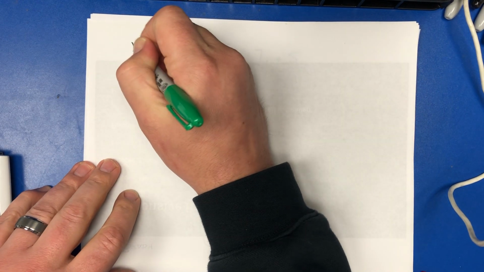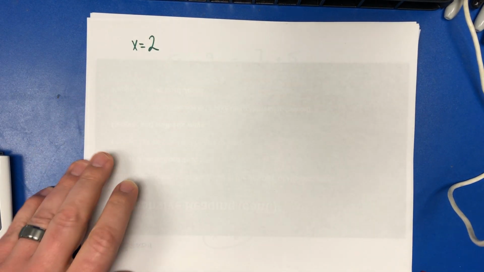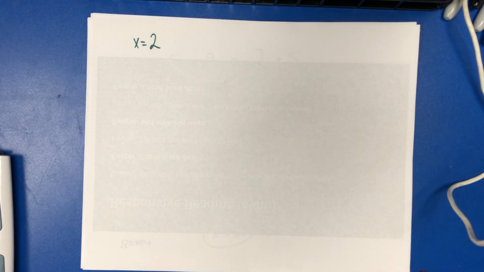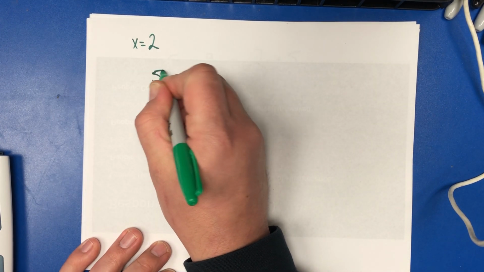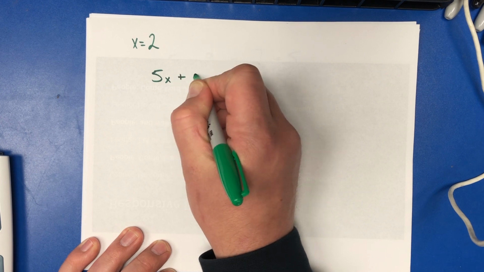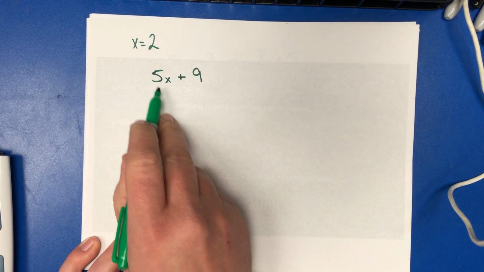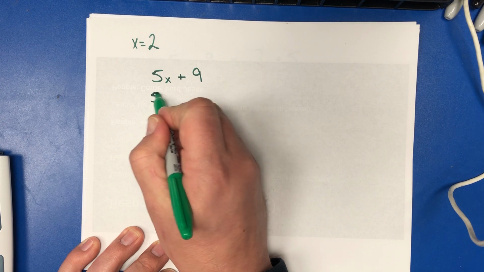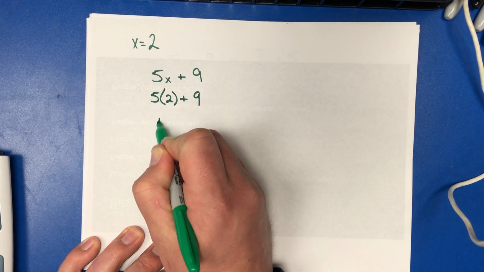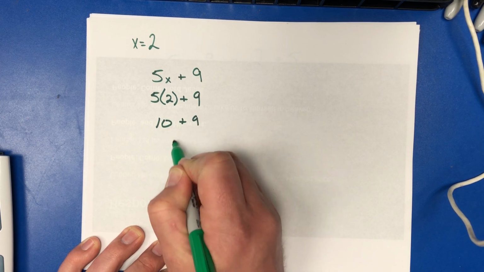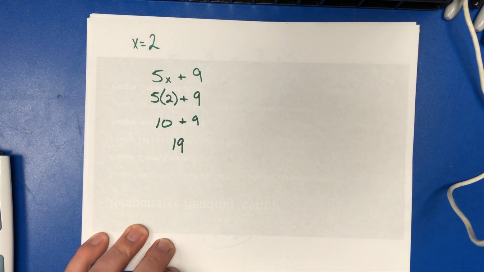So now what I'm going to do, I know that my x is equal to 2. I am going to pick one of these two side lengths. It doesn't matter which one because they are both the same. I think just for my sake, I'm going to pick the first one that we had, 5x plus 9. And I'm going to replace the x with 2. 5 times 2 is 10. 10 plus 9 is 19. Each side of my triangle is 19 units.